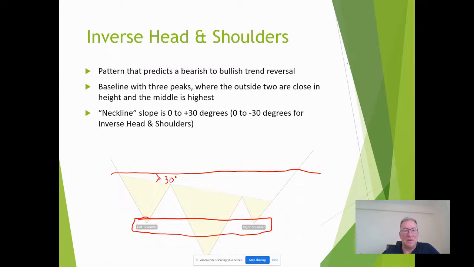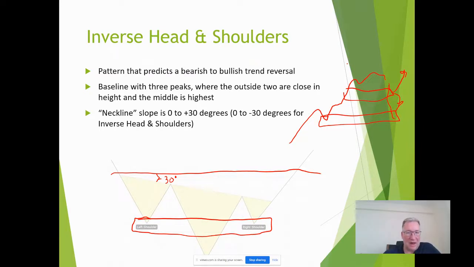So an inverse is really going to be the opposite of the head and shoulders. It's predicting a bearish to bullish trend reversal. Now head and shoulders and inverse head and shoulders do exist in the middle of the chart. When I talk about a trend reversal, we could also be at a point of resistance. So this can also be a point of resistance. So head and shoulders can exist after a peak and be down here showing a reversal. It can be somewhere up in here, that it wants to reverse.